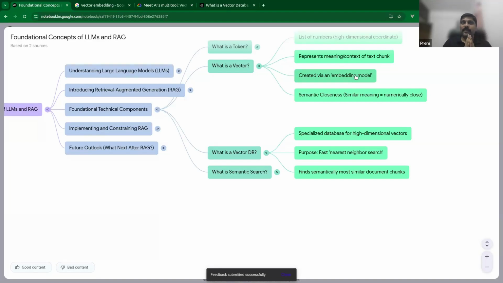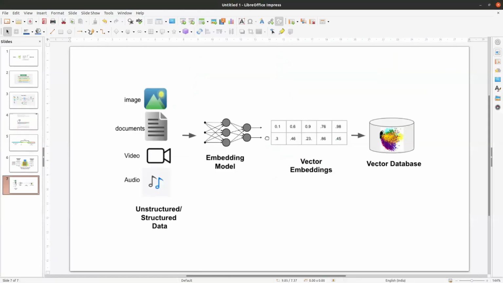matrix. Now this matrix data has to be stored somewhere. So a vector DB or Pinecone is a storage place. You store the data there.